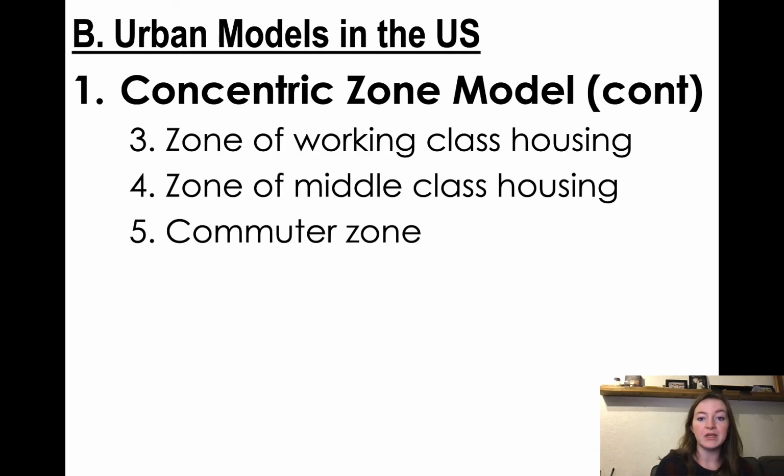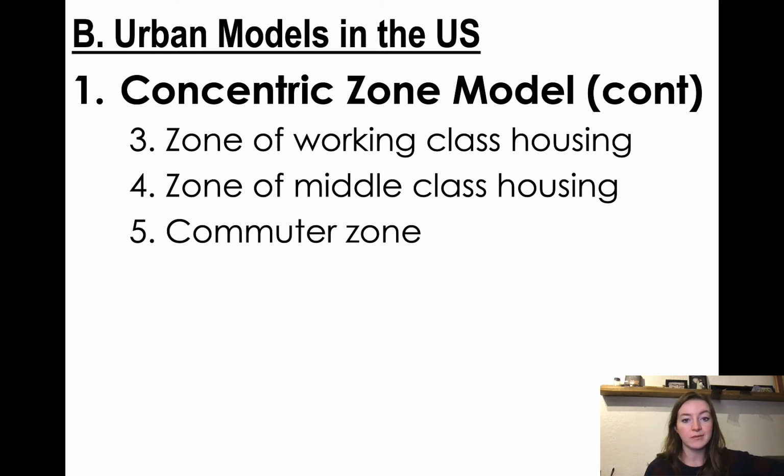The third one is the zone of the working class housing. So it's a little bit better than that very, very low housing. Not amazing, but passable. So we are not in transition anymore. These are people who live outside of where they work, but not far outside of where they work. So still really close, still fairly low income most of the time. Still need to be close to that industrial zone and maybe to the CBD, but a little bit farther out.